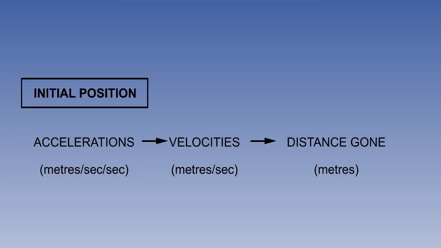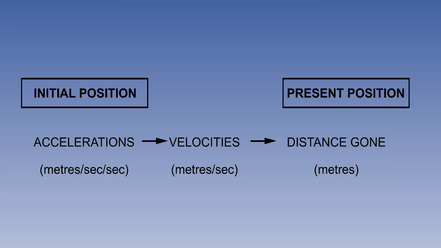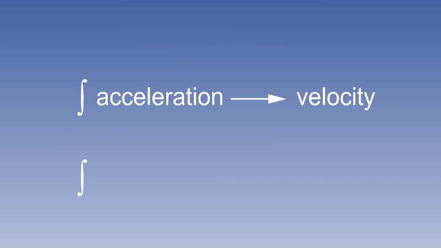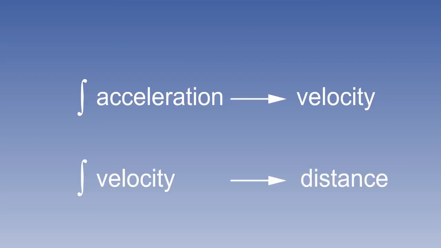It is not enough to simply measure accelerations. They have to be converted, firstly, into velocities, and then, secondly, into distance gone, in order to find the new present position. Each of these processes is called integration. You will have already come across it if you have studied integral calculus previously. For INS, as we said, we have to integrate twice. First, to convert the accelerations into velocities. Secondly, to convert the velocities into distances.